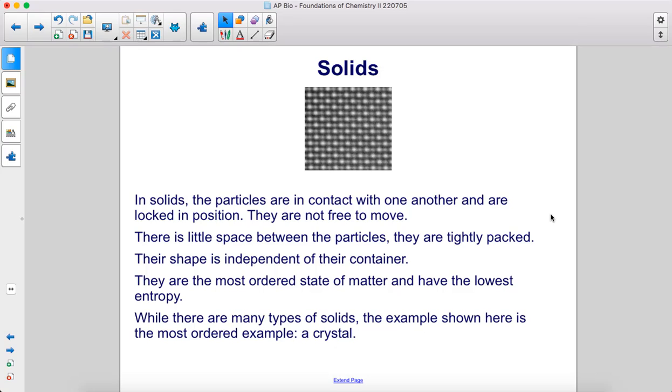In solids, the particles are in contact with one another and are locked in position. They're not free to move. There is little space between the particles. They are tightly packed. Their shape is independent of their container. They are the most ordered state of matter and have the lowest entropy. While there are many types of solids, the example shown here is the most ordered example, a crystal.